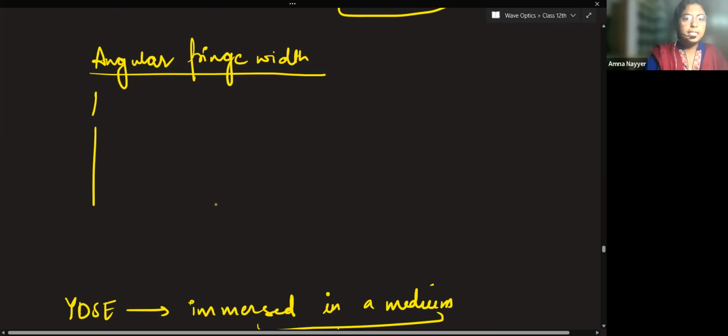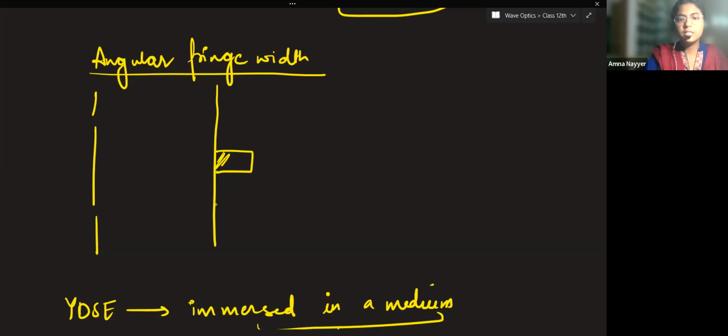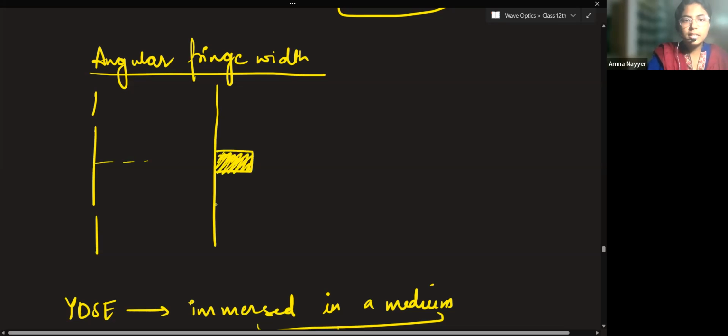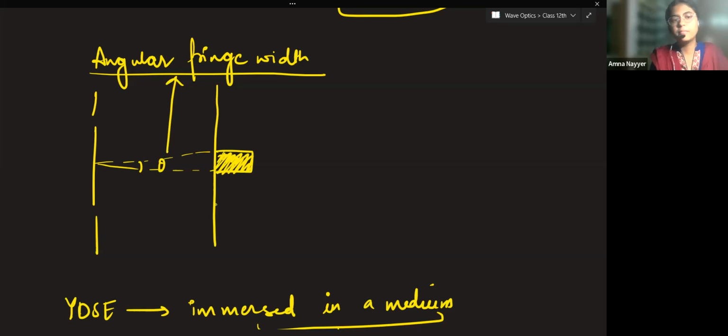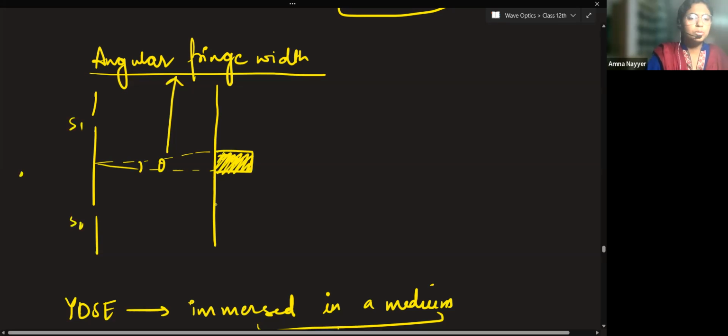Is the angular fringe width. Now, what is meant by angular fringe width? Angular fringe width means this is your central bright fringe. So the angle that the central bright fringe subtends at the center, this is known as angular fringe width. Fine? Angular fringe width. This is slit 1, slit 2, some source will be there.